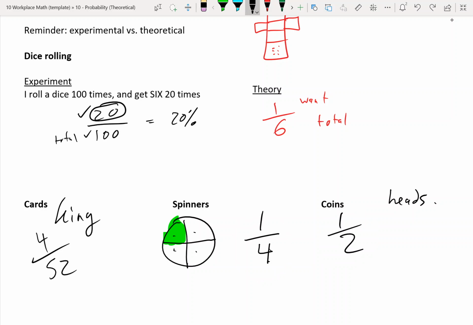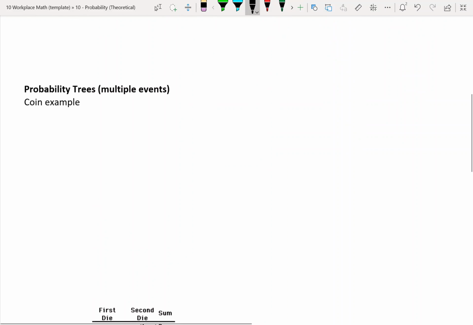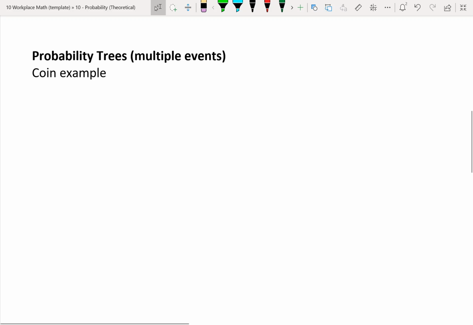You can also change it. For example, if I was doing dice, what are the chances I'll get an odd number? The odd numbers are 1, 3, and 5. So there's still 6 dice outcomes, but 3 of them are good, so the probability would be 3 out of 6.